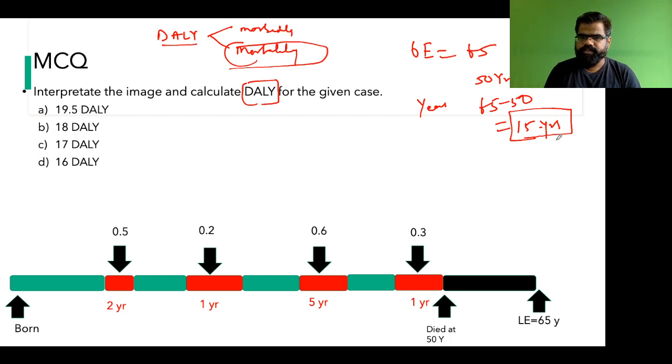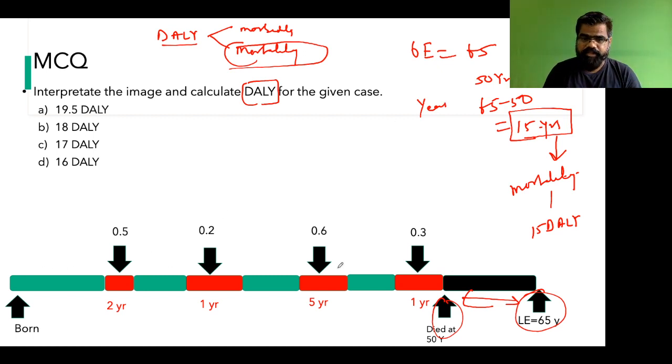Now what is this 15 years, students? You will attribute these 15 years to mortality, because the person died here. He should have lived till this point, but these 15 years he lost because of death. So this is mortality, 15 years. So can I say 15 DALY he lost? No, 15 DALY he lost due to mortality. But this is one part.